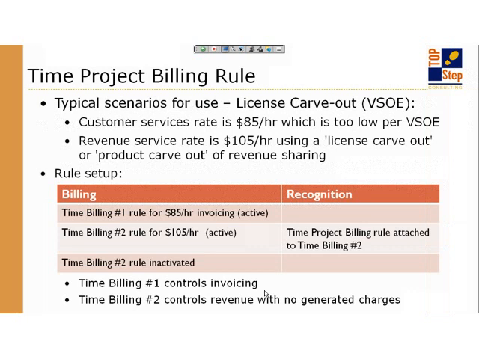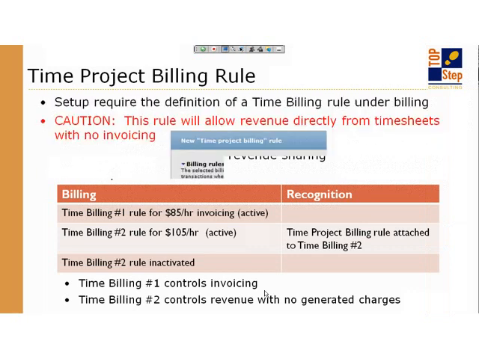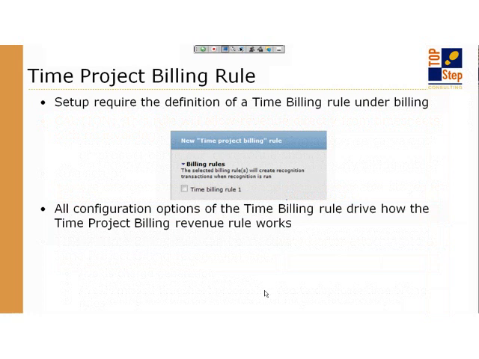As I go to create a time project billing rule, the strangest thing you see is that when you create it, it asks which billing rule you want to attach it to. This is a revenue rule, but instead of recreating all of the same rules and functionality on the time billing rule, they basically said, use the time billing rule as the driver for the feature functionality, and then just attach it to this time project billing rule, which is a revenue recognition rule. So you have to set up the time billing rule, check this box, then you can go and inactivate the time billing rule so that there's no confusion.